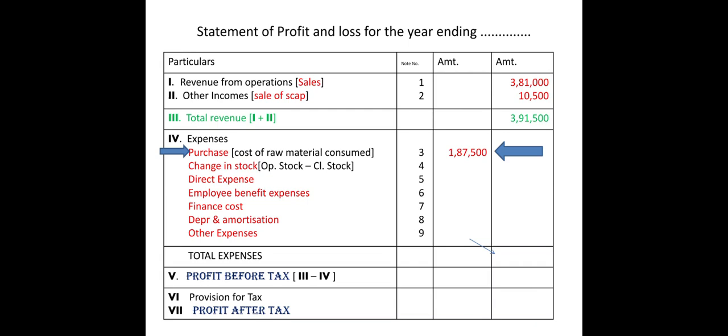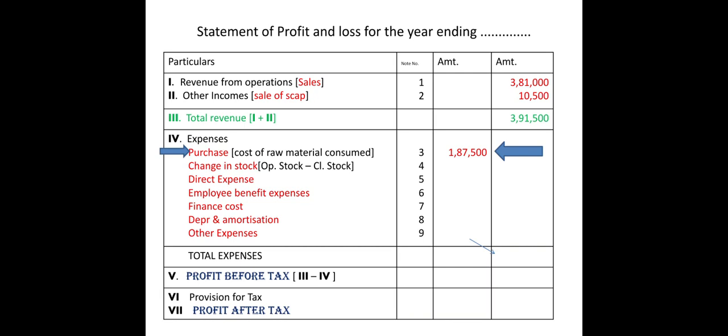Yes, purchase is the first one in expense. So in the bracket I have written cost of raw material, that is 1,87,500. And why have I written in the inner column? Because there are many expenses. So first I will write all the expenses, then I will cast the total, and then that total will be written in the outer column. I hope you understand why there are 2 columns of amount. It is very logical. Okay, done, students. So cost of raw material consumed we have written 1,87,500.